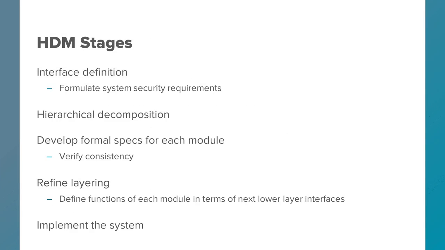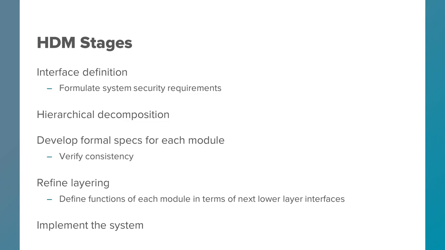Now, the way HDM works is, first of all, you define the interface. This is essentially the system requirements. How will people use it? How will the system react to certain things, and so forth? You then carry out a hierarchical decomposition, or top-down decomposition, if you like. As you break it down into modules, for each module you develop a formal specification. That way you can verify consistency across the modules, so that if module A calls module B or depends upon the results of module B, the assumptions module A makes about module B will be correct and vice versa.